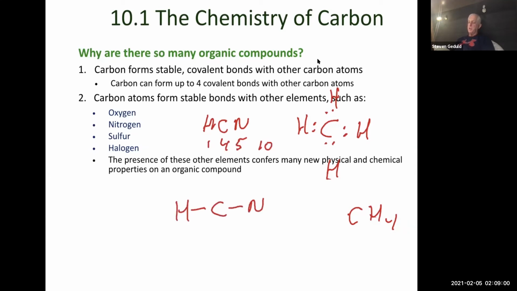Right now that is way too many. So in this case, carbon would form a triple bond with nitrogen. Remember, every bond is 2 electrons. So there's 2, 4, 6, 8, there's 10. That's the structure of hydrogen cyanide, a triple bond between carbon and nitrogen. Methane has single bonds between the carbon and the hydrogens.